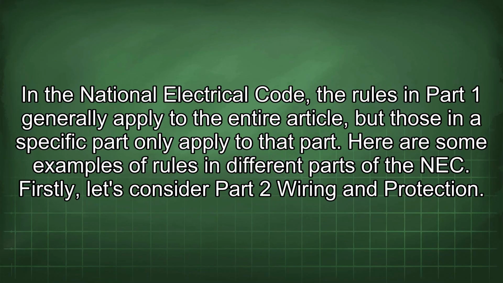In the National Electrical Code, the rules in Part 1 generally apply to the entire article, but those in a specific part only apply to that part. Here are some examples of rules in different parts of the NEC. Firstly, let's consider Part 2 Wiring and Protection.